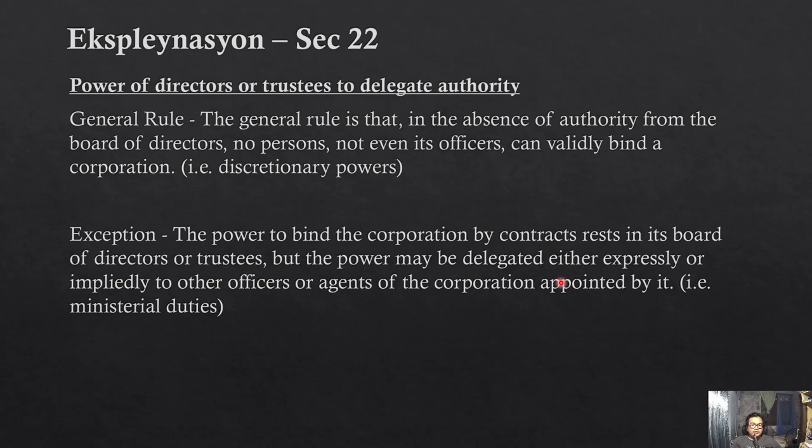Sir, anong meaning ng isang ministerial duty, sir? Curious lang ako. Tinatamad ako mag-Google, sir. So, tingin niya, anong meaning ng ministerial duty, sir?